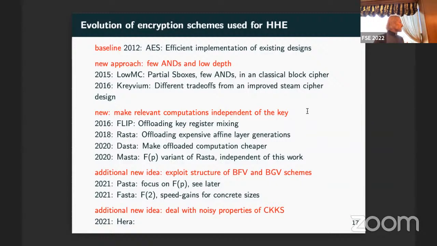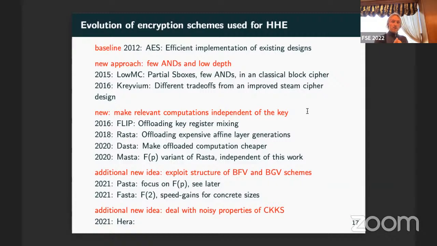So what happened more recently was to look more into the structure of the underlying homomorphic encryption schemes. Our work here on PASTA, also focusing on FP, but exploiting more of the structure and hence having better implementation properties. FASTA, another design by colleagues from the University of Bergen, started out with Rasta and concretely optimized it for concrete homomorphic encryption schemes. Also very exciting, that's something that is also very new.